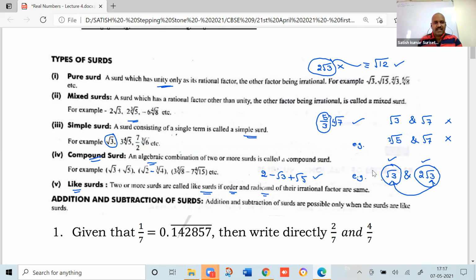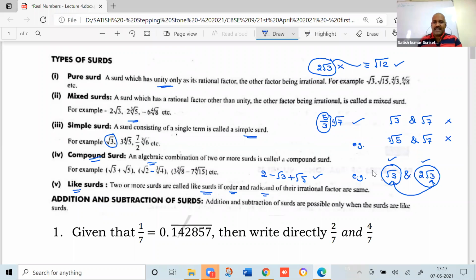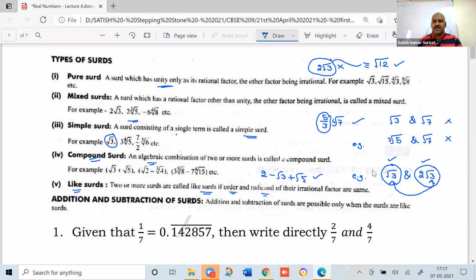Okay. Addition and subtraction of surds. Addition and subtraction of surds are possible only when the surds are like surds. That is, if they are like surds, then only can we add or subtract. Now, let us take an example. 2 root 3 plus 5 root 3. Is it possible to add this or not?